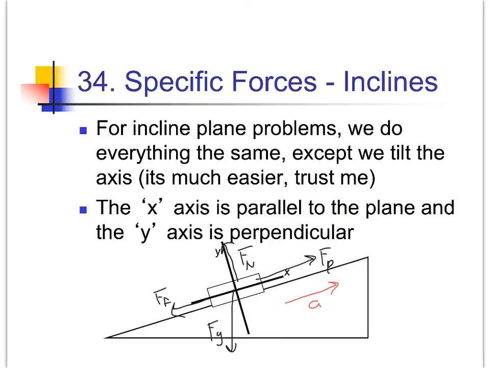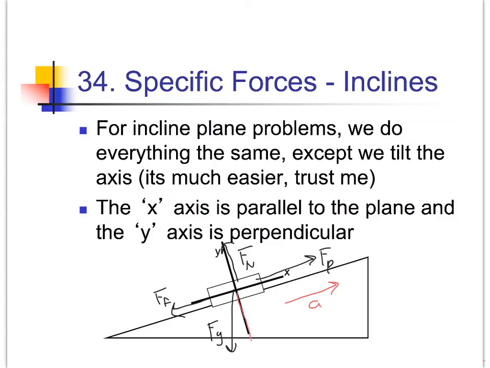So the trick we're going to use here is we're going to tilt our axis. We're going to take our normal x and y and rotate them so our x direction is now parallel to our inclined plane and our y direction is now perpendicular. And that means that the pulling force is now in the x direction, the force of friction is now in the x direction, the normal force is now in the y direction, and our acceleration is now purely in the x direction. The only thing that screws up is that force of gravity.